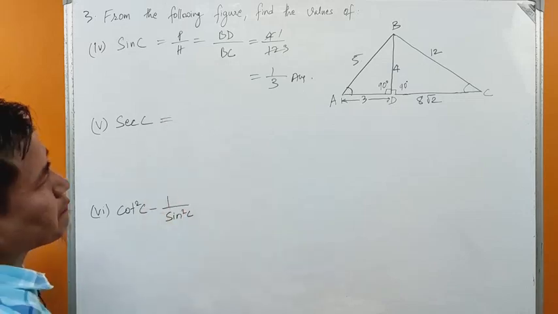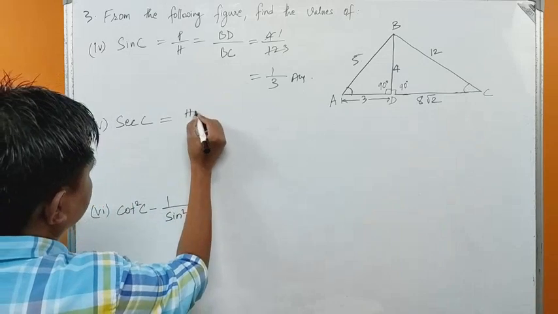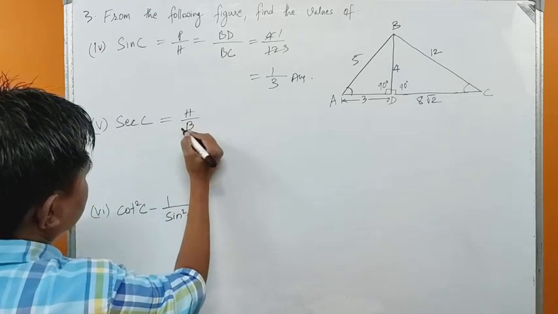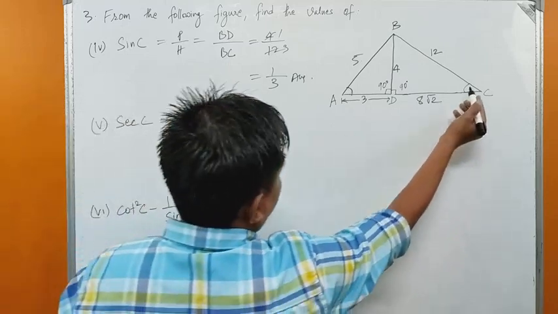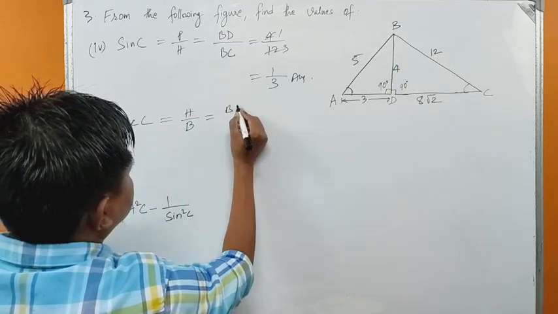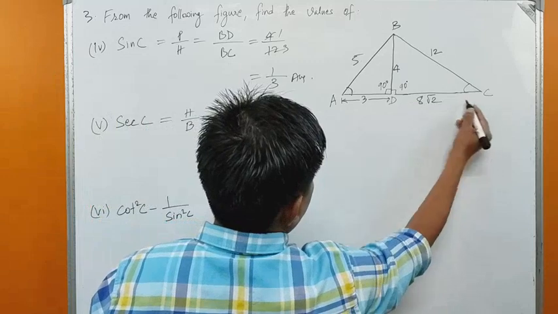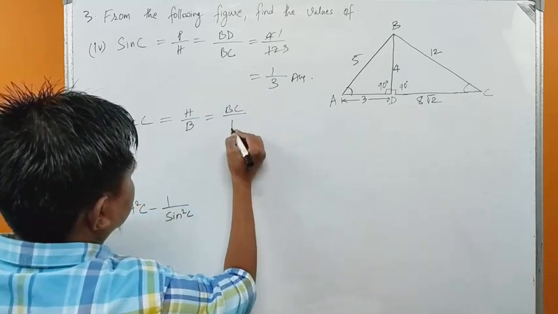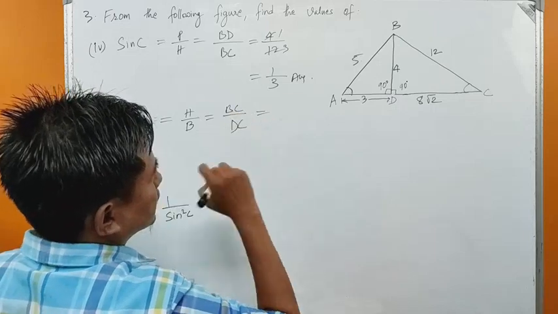Value of sec C. So this angle, isn't it? Sec theta is hypotenuse upon base, isn't it? So what is hypotenuse? When we talk about this angle, hypotenuse is always the longest side, BC. And what is base? Base is DC. So let's put the value of BC. BC is given to us.